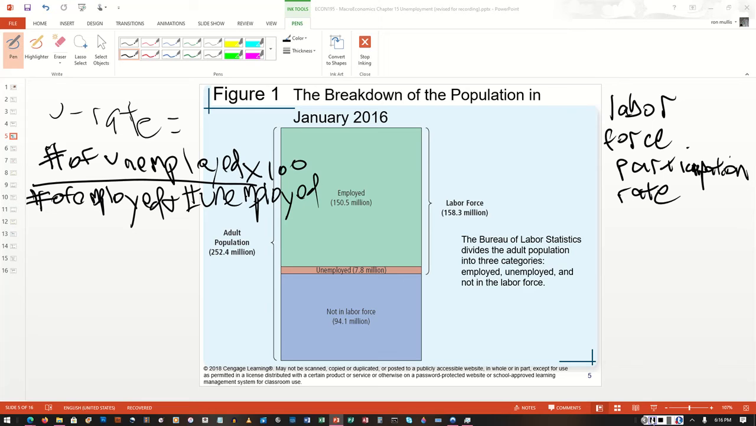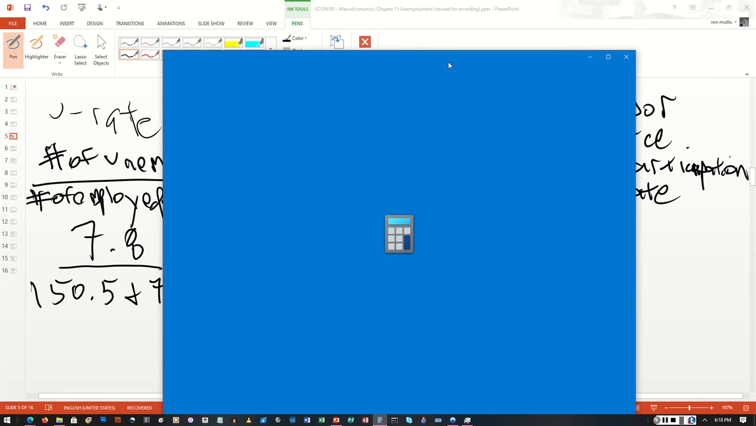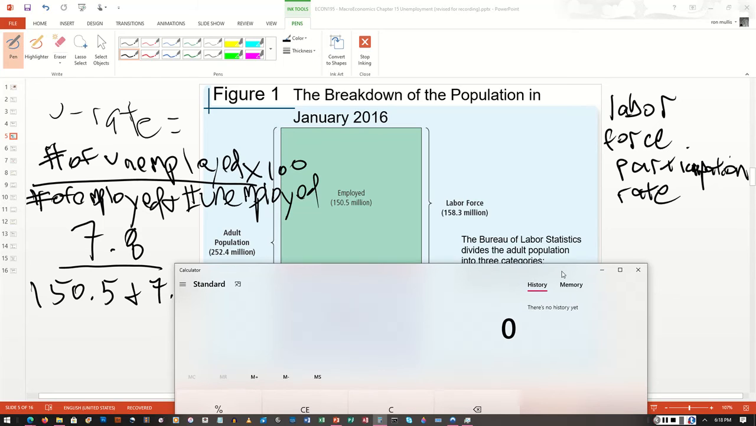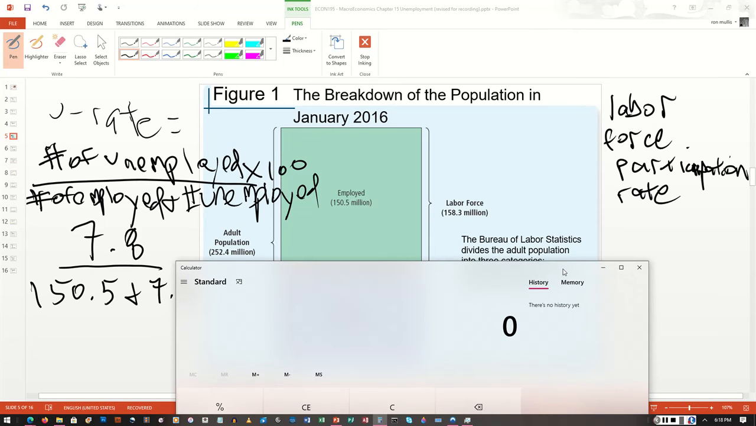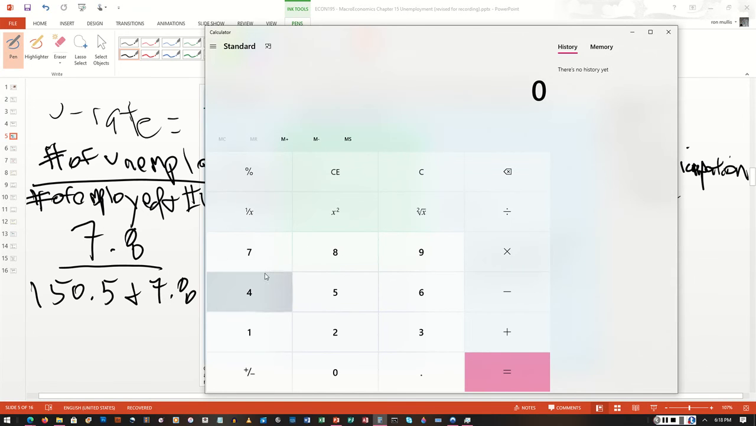So for this chart, the unemployment rate would be the number of unemployed, 7.8, divided by the labor force. We actually already have that number, but I'm still going to put it in the calculator. We need to find out what the labor force is, because that's the number of employed plus the number of unemployed. We have it listed here, but I'm just going to do it on the calculator so you can see how to do it.